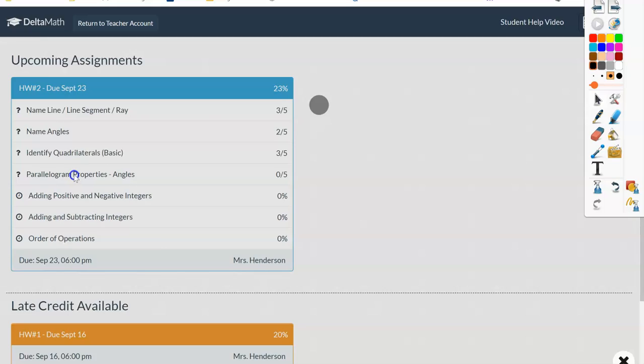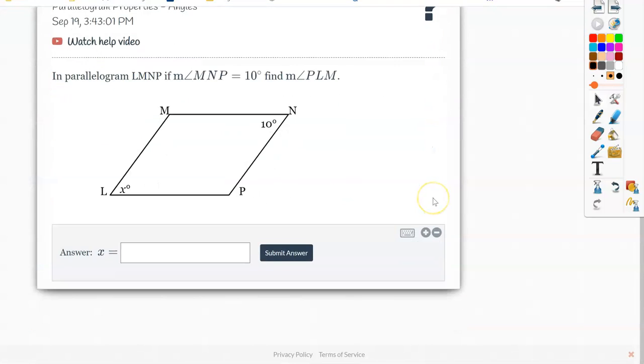Now let's take a look at parallelograms in particular. Parallelograms have two opposite sides that are equal, two opposite sides that are parallel, and opposite angles congruent. So if this is 10 degrees, the opposite angle is 10 degrees. Opposite angles are congruent. So if it's 10 across, it is going to be 10 at the bottom. So type that 10.